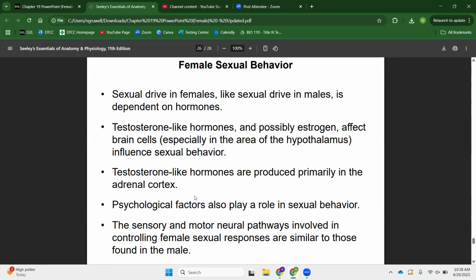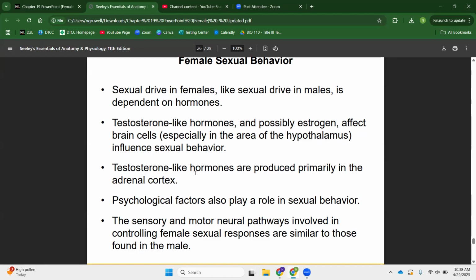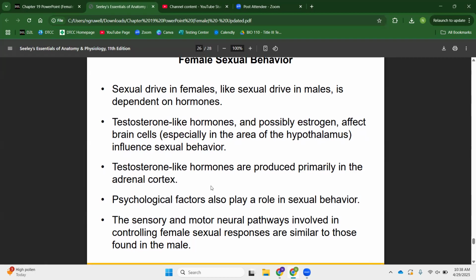These testosterone-like hormones are going to be produced within the adrenal cortex and have a large influence on sexual behavior. Of course, there's a lot of psychological factors that play a role in sexual behavior as well. We're not going to go super in depth into those. The actual sensory and motor pathways that we discussed in the male system are going to be pretty similar in the female system. Again, of course, we have different anatomy, so the physiology is going to be slightly different, but the overall process is very similar.